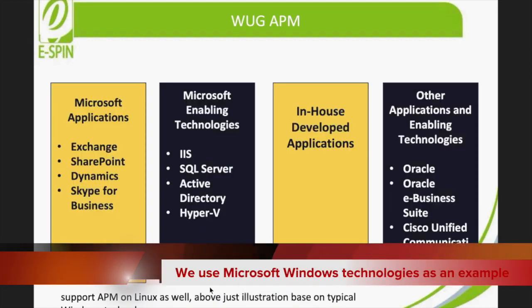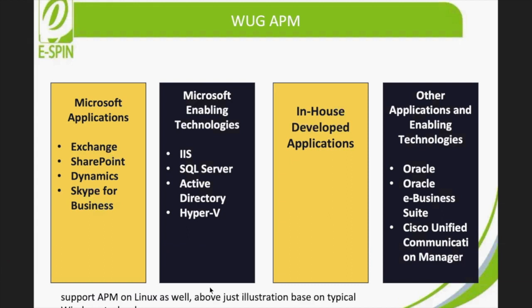So we're using the Windows technology again as a sample for subsequent slides. Like Microsoft, typically application people are interested to see Exchange, SharePoint, Dynamics kind of business. And then for Microsoft enabling technology, definitely IIS, SQL, Active Directory, Hyper-V if you are in the virtual line, or Azure if you are in the cloud already. And then some of your in-house built applications, and other applications and enabling technology. For example, people using Oracle, Cisco and other technology.